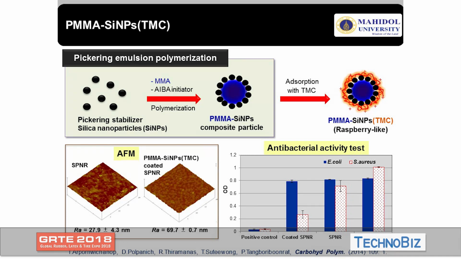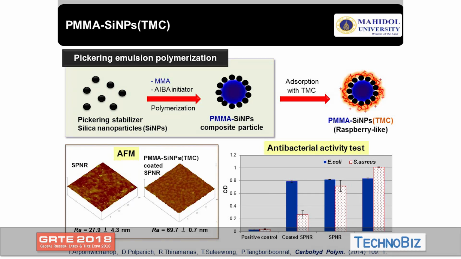And in this work, we selected the second approach to fabricate the PMA silica nanoparticles, using the silica nanoparticles here, shown in black, as the Pickering stabilizer. And these particles then absorbed the TMC. After that, these particles were coated onto the surface of the SPNR film.